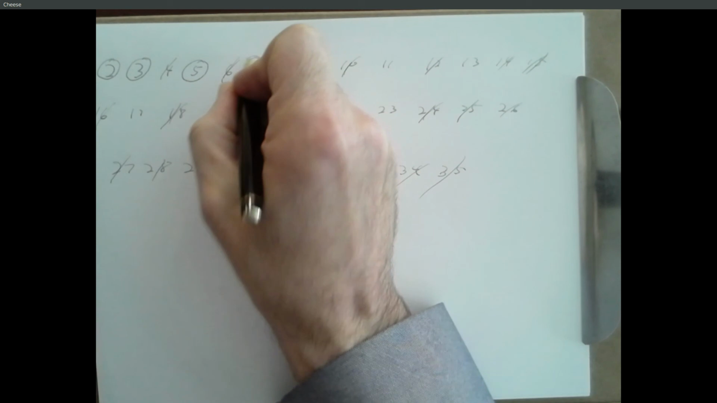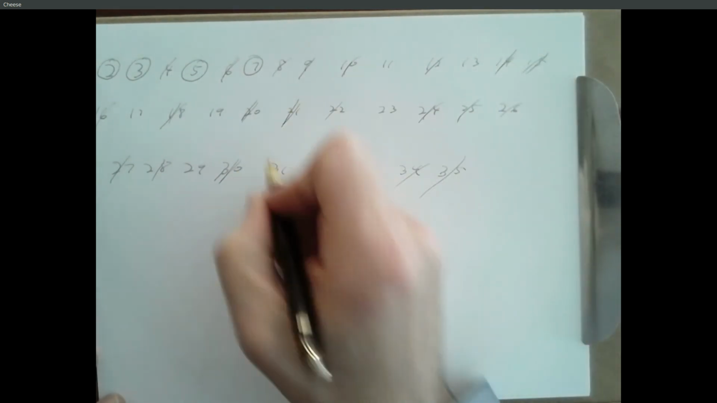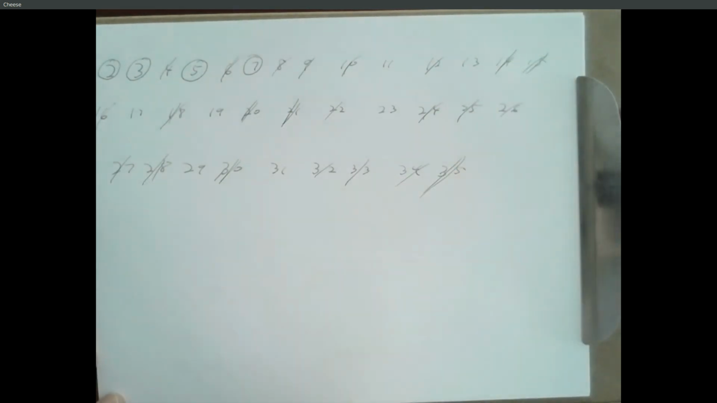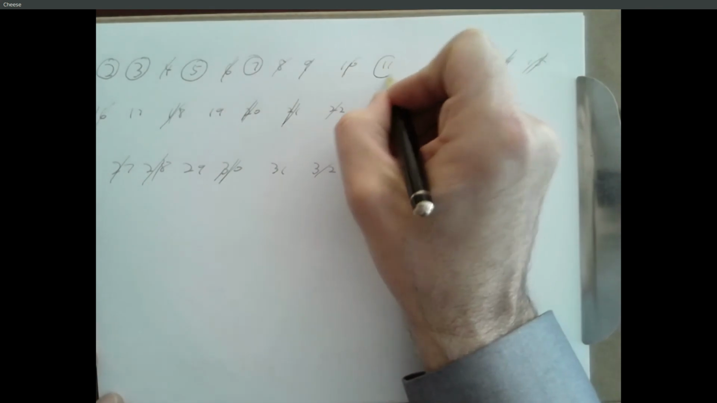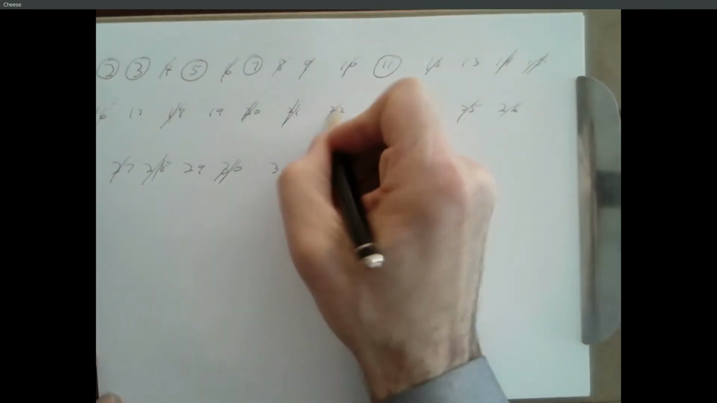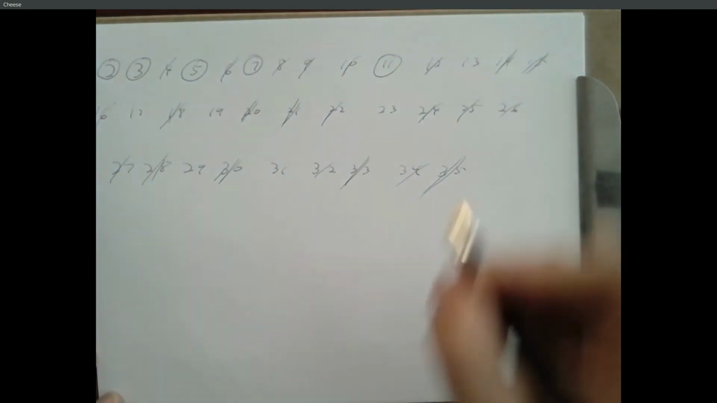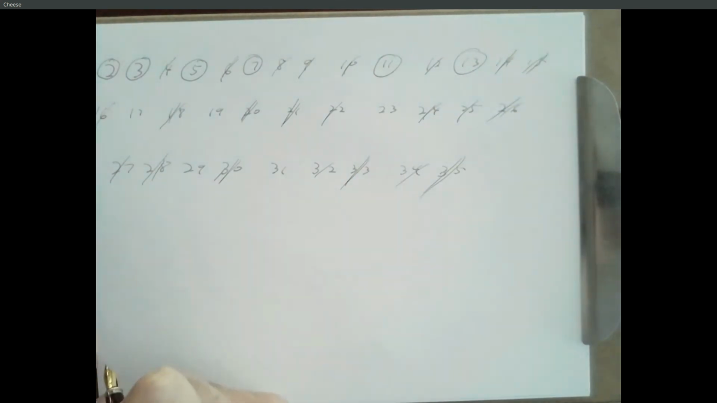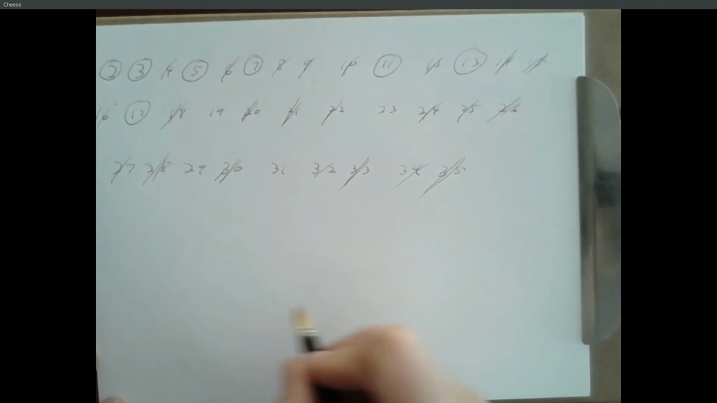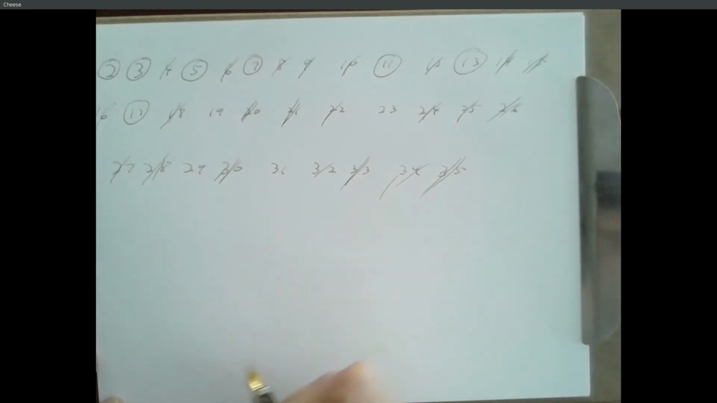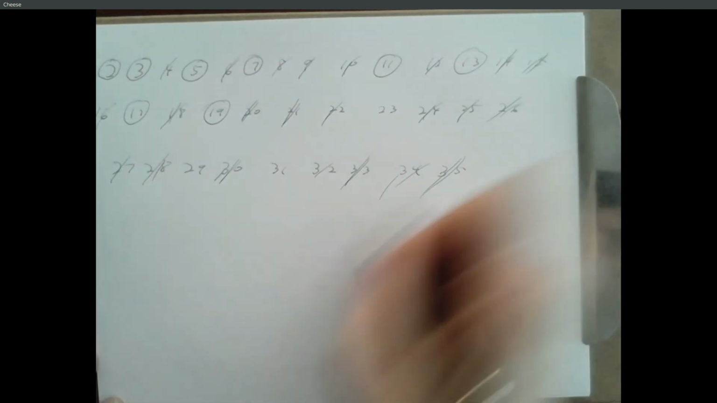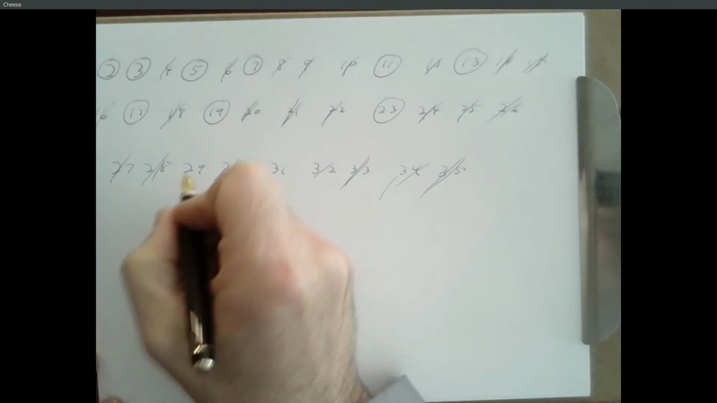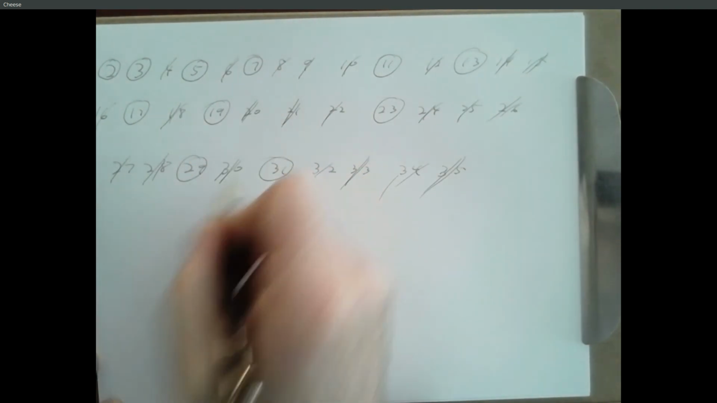So there's a 7, cross off every seventh number. There's an 11, cross off every 11th number. There's a 13, cross off every 13th number. There's a 17, cross off every 17th. There's a 19. There's a 23. There's a 29, there's a 31. Guess what? We circle all the prime numbers.